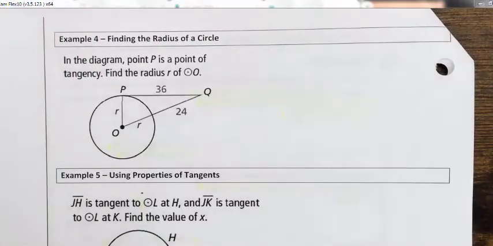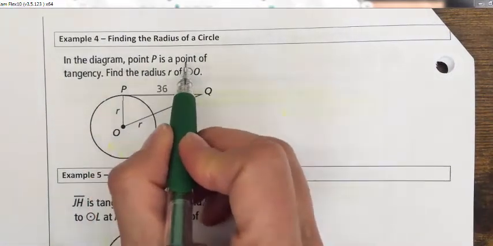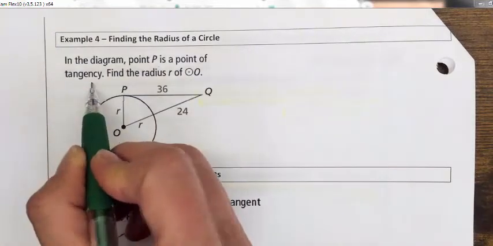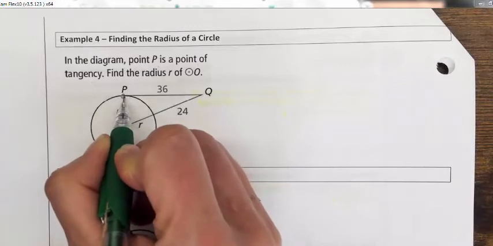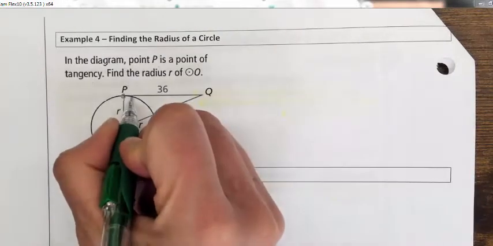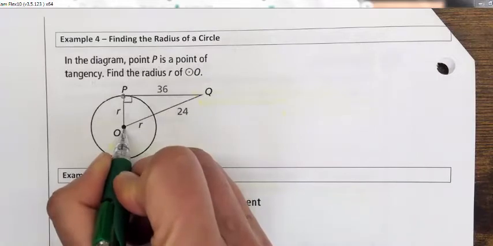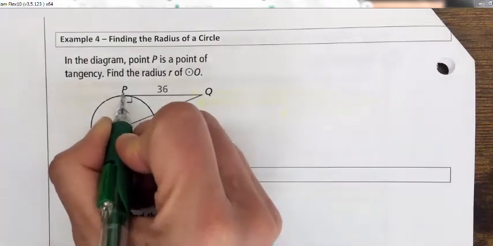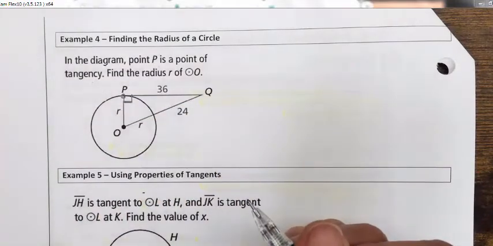Example 4, finding the radius of a circle. So in the diagram, point P is a point of tangency. Okay, so we know for a fact that point P is a point of tangency. Therefore, we know that this angle right here, because this definitely is the radius, it starts at the center, goes to P, this angle right here has to be a right angle.